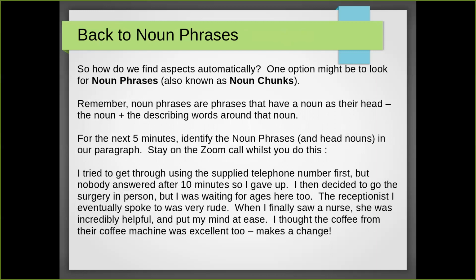Well, one option might be to look for our good old friends, noun phrases, which we talked about on Tuesday and also in the very first session. Noun phrases, also known as noun chunks in natural language processing. So remember that noun phrases are phrases that have a noun as their head. So you have the noun and the words that describe that noun or modify that noun in some way. So you may have the cat or the fluffy cat or my cat. These would all be examples of noun phrases.